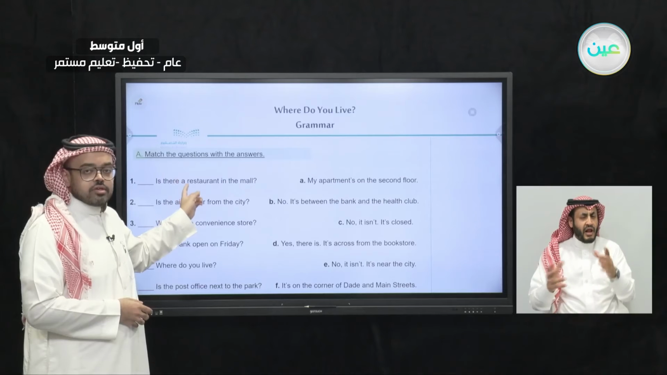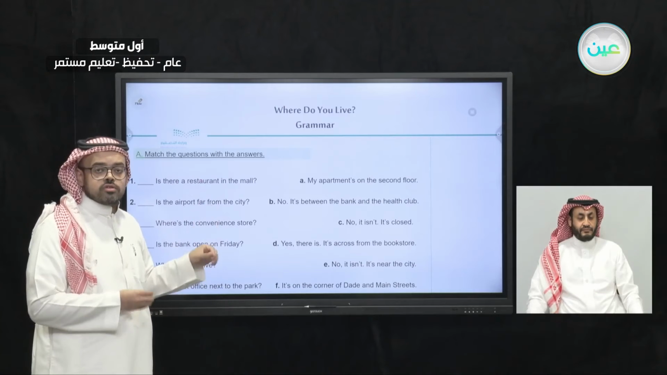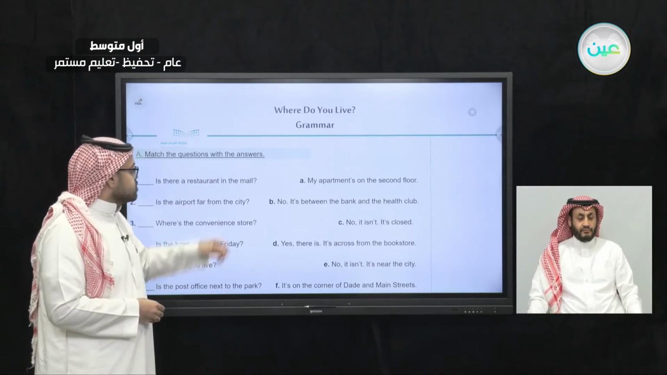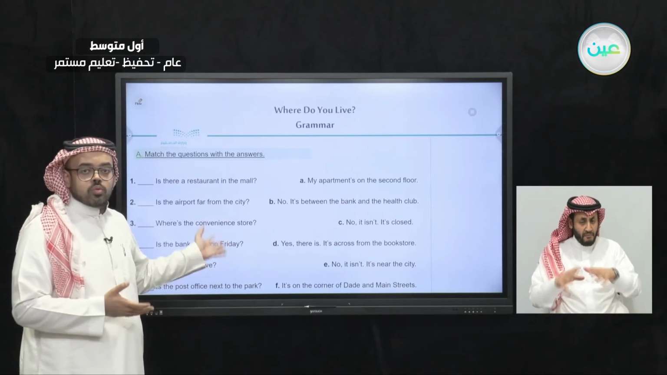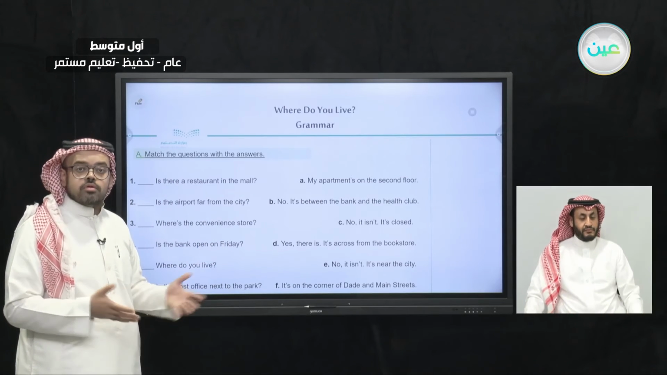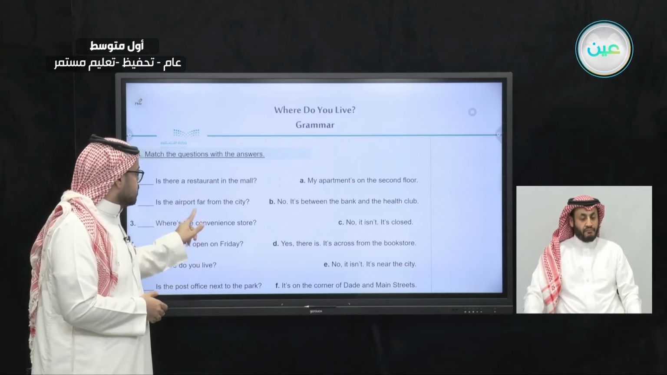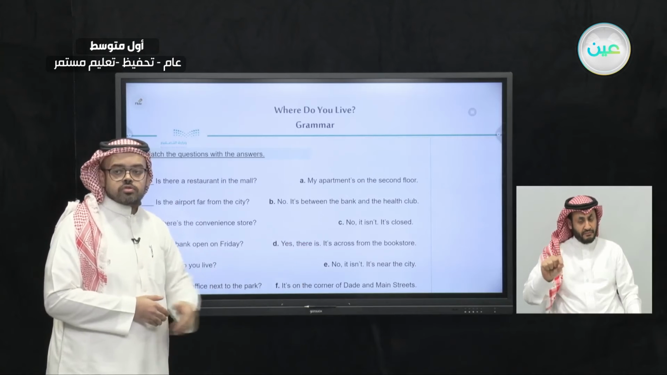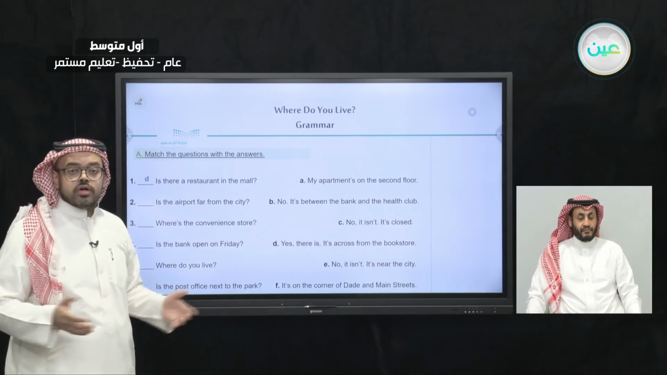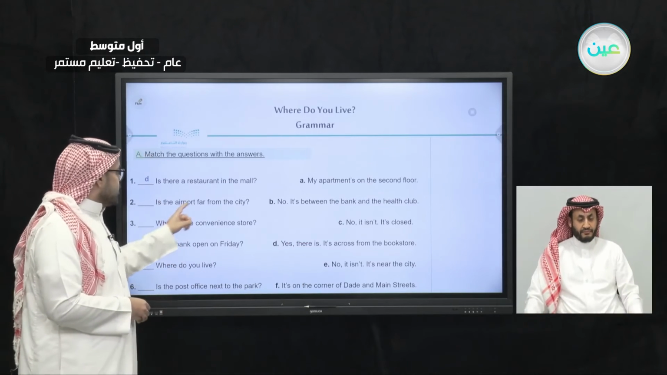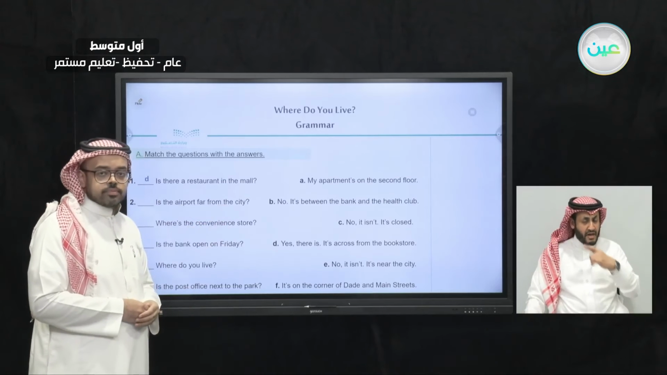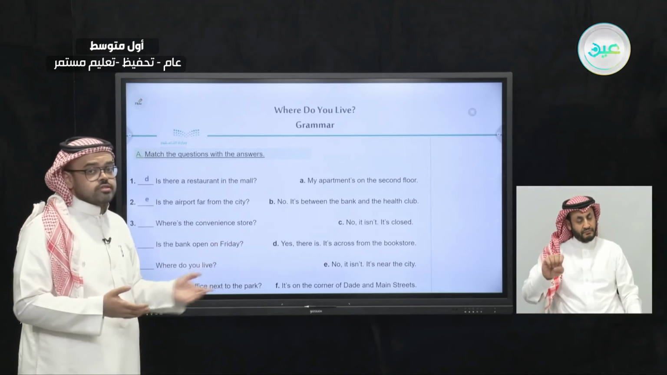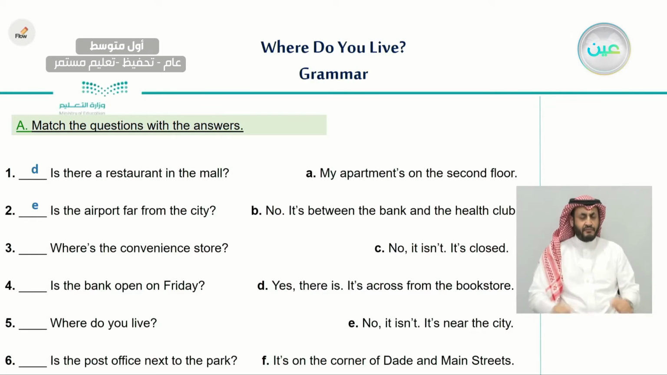So let's see which answer is the closest one to the question number 1. Is there a restaurant in the mall? So which answer would you guess? Very good, yes, it is D. There is, it is across from the bookstore. Now, let's move on to the second question. Is the airport far from the city? The answer would be E. No, it isn't. It is near the city.